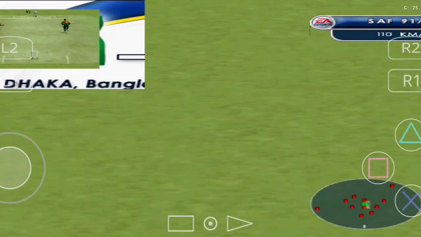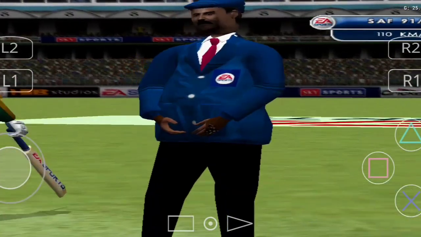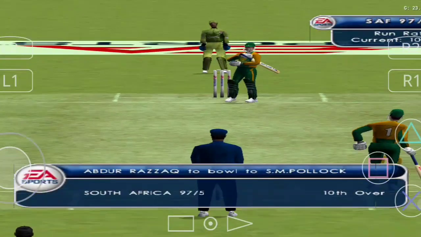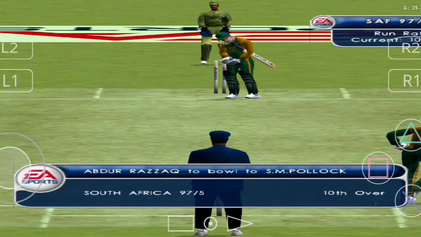There it goes. Well, that was 6 as soon as he hit it. He smashed that a long way. Great to watch for the neutral, but the bowler won't be too happy.